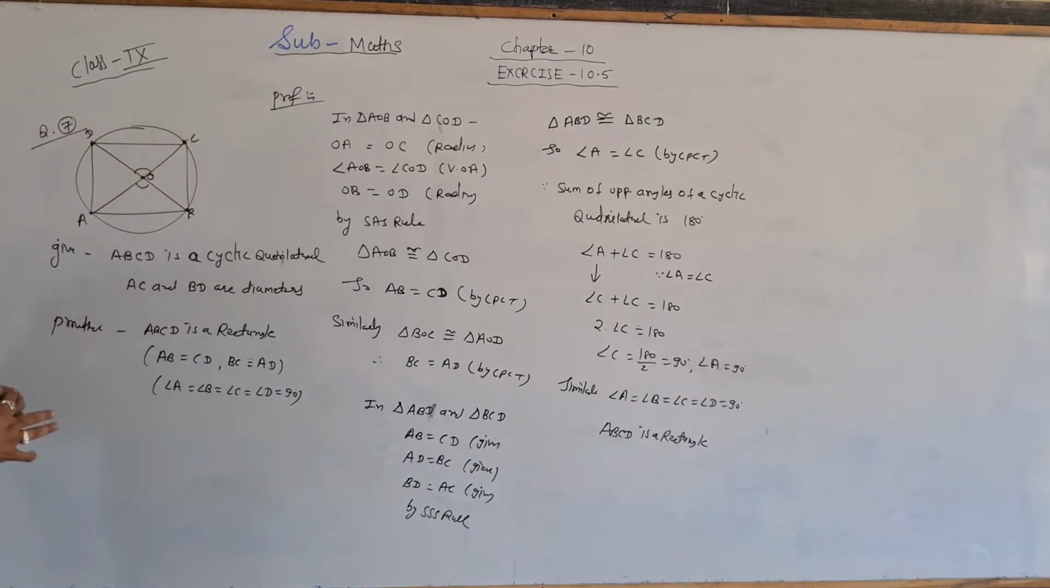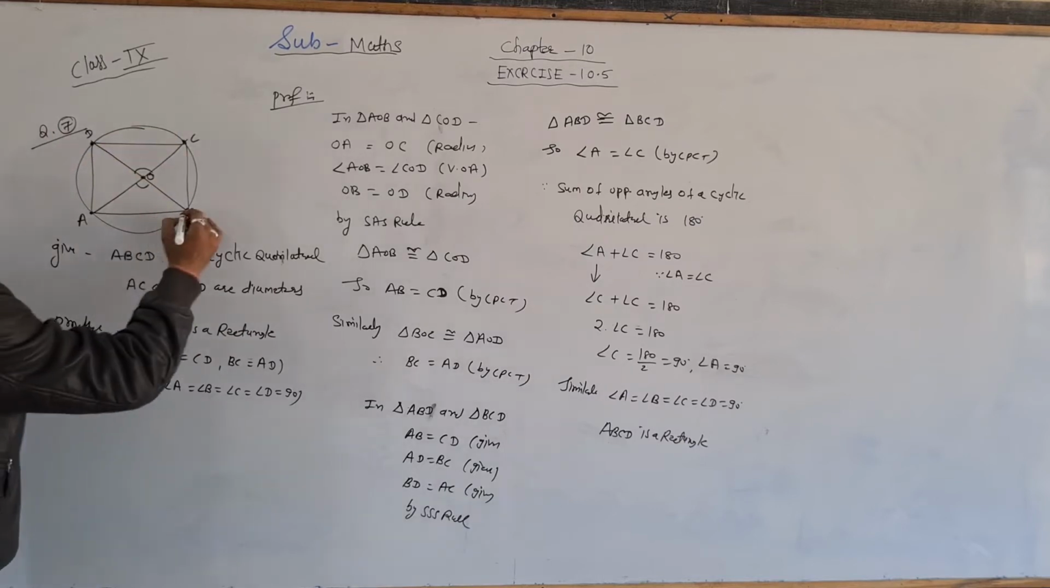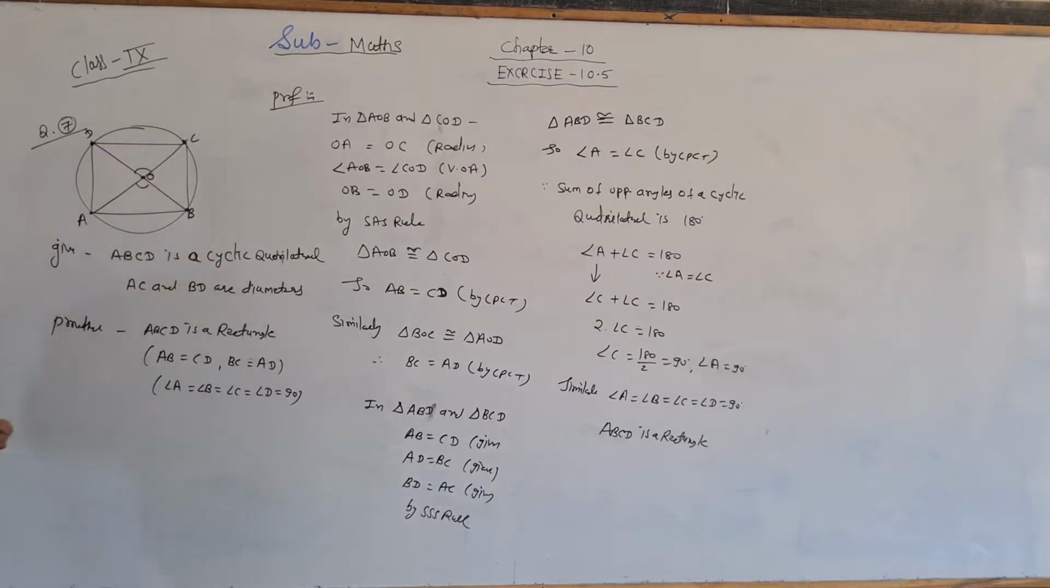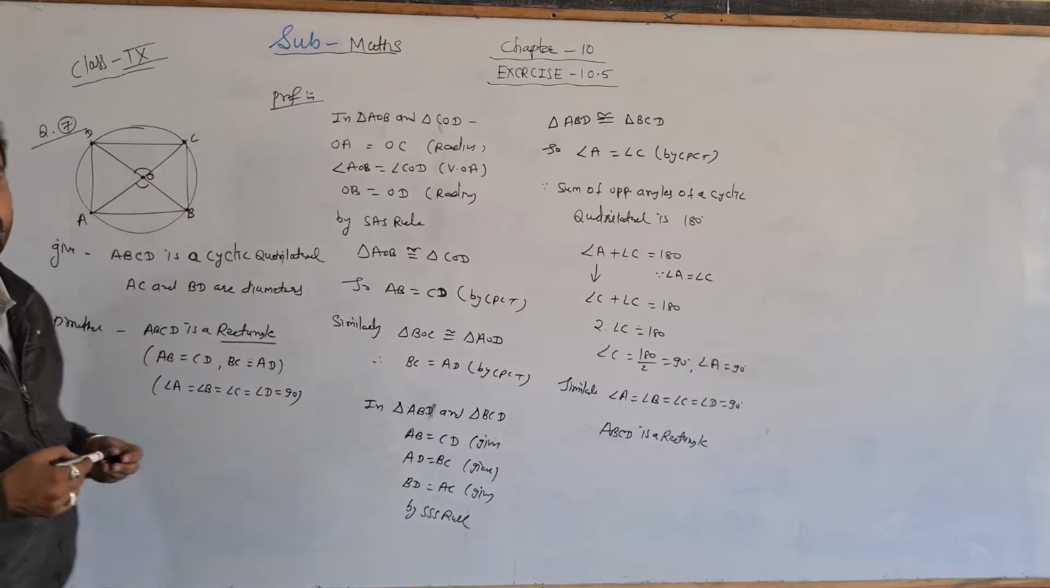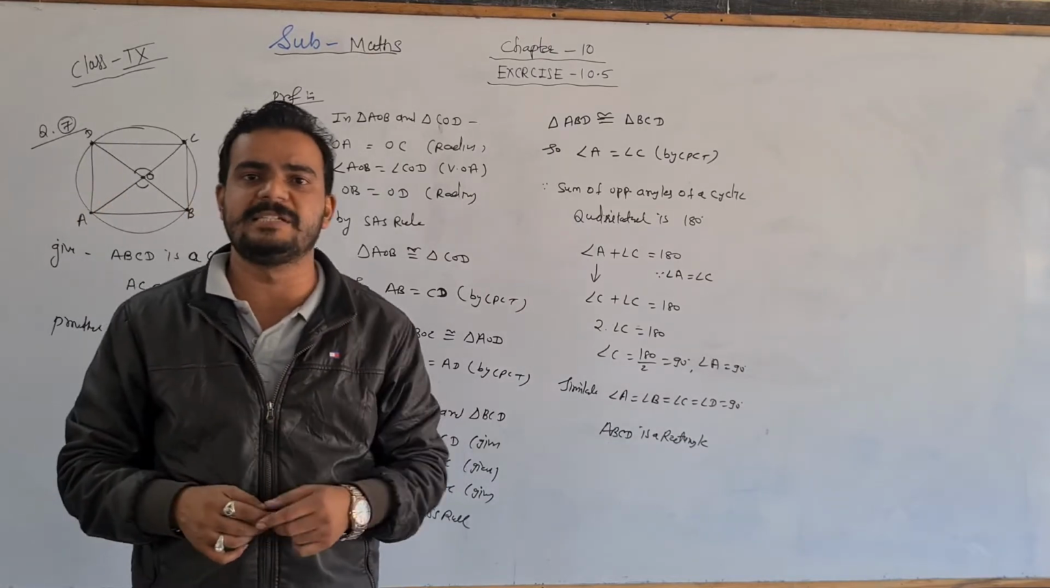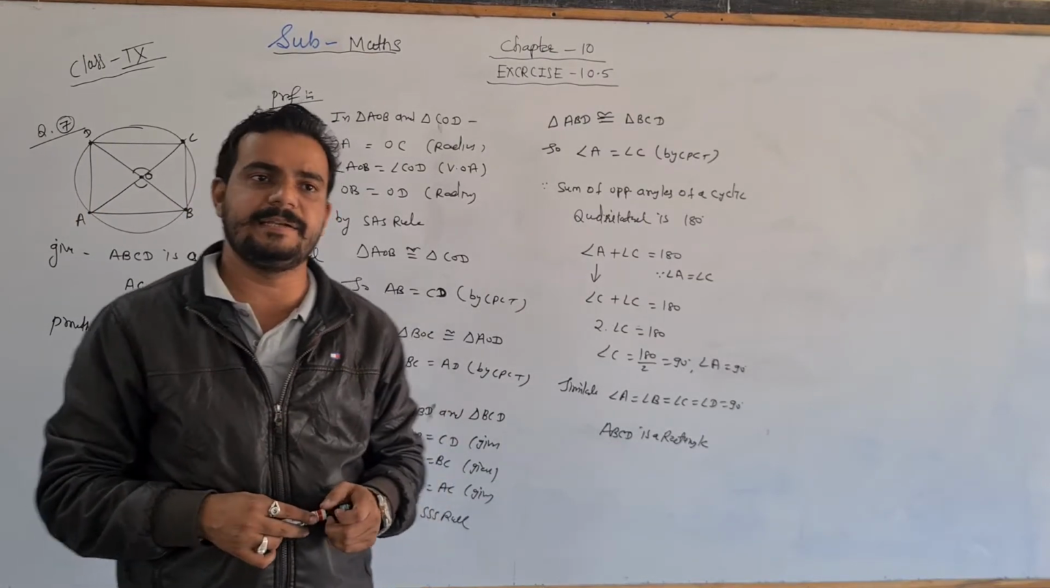And the second thing, AC and BD are diameters. Diagonals AC and BD are diameters. आपके पास diagonal क्या है? Diameter है. And prove that ABCD is a rectangle. So what is the rectangle's property? As you know, a rectangle has opposite sides equal and all angles are 90 degrees.